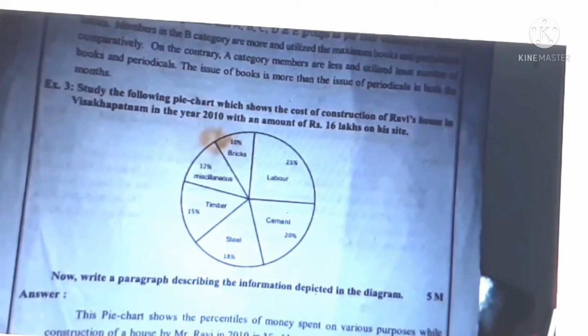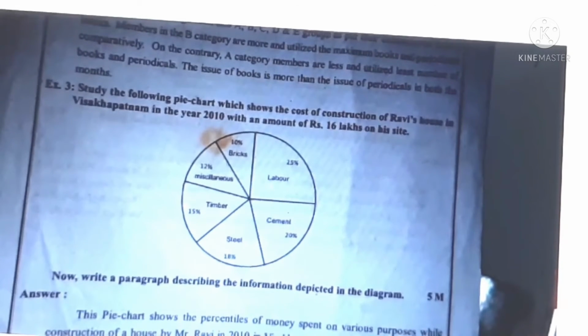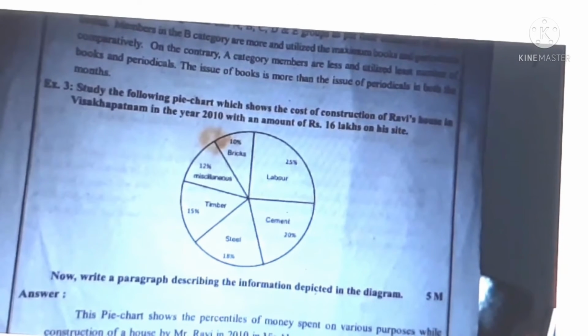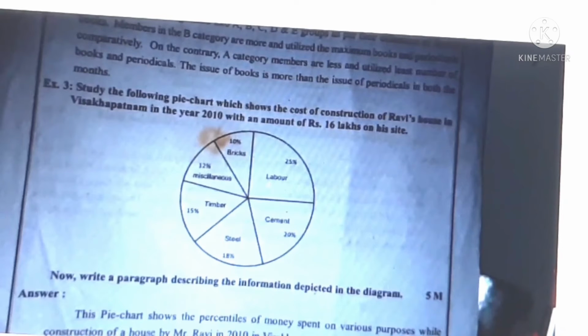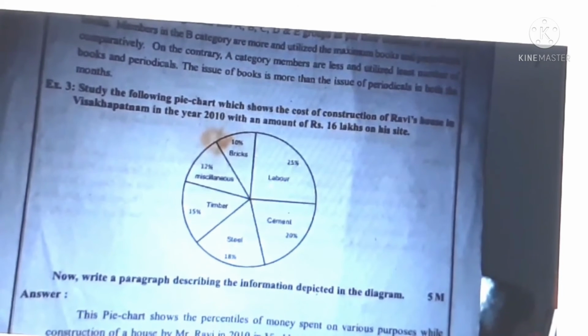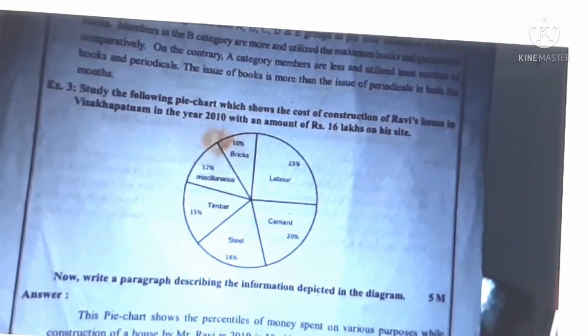Next, labor, capital L; cement, capital C. After the sentence we put full stop compulsorily. Okay, capital letters and full stops are important. Write carefully. If you write like this, there will be no grammar mistakes, no spelling mistakes.